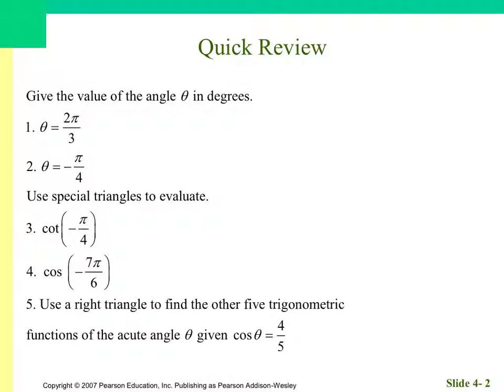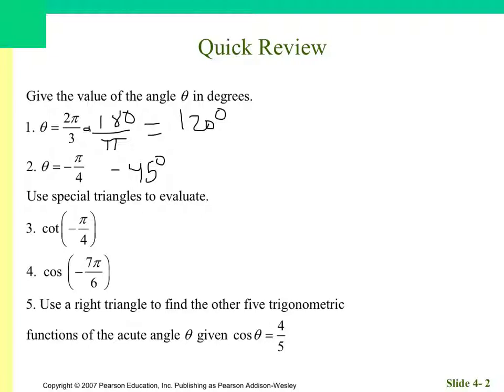Give the value of the angle in degrees, so times 180 over pi. So 2 times 180 divided by 3. So that's 120 degrees. Negative pi over 4 is negative 45 degrees. You can get it the same way, but pi over 4 you're going to memorize as 45 degrees.